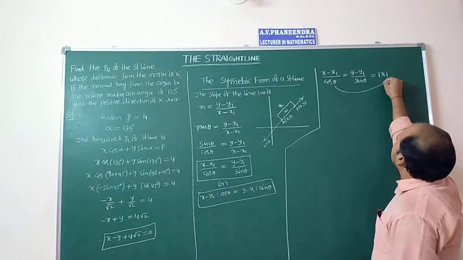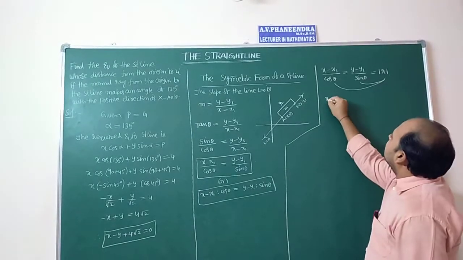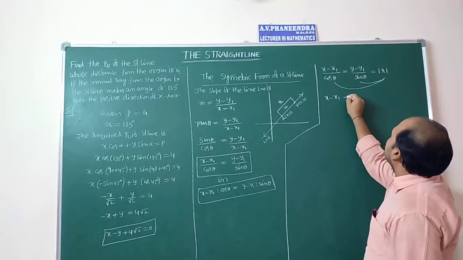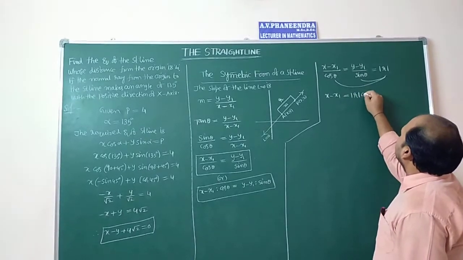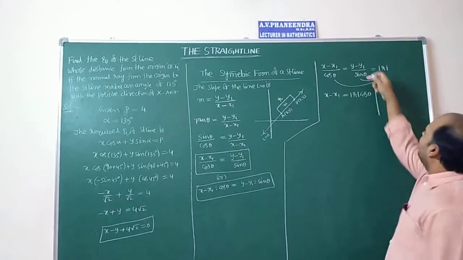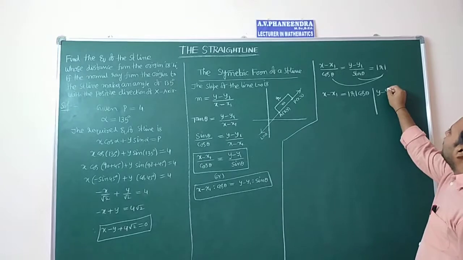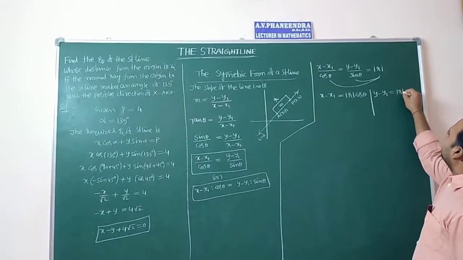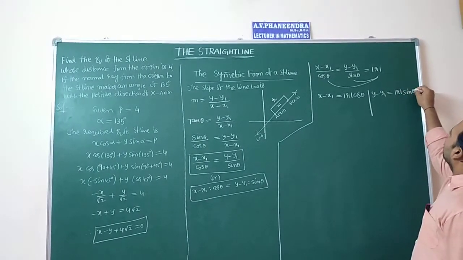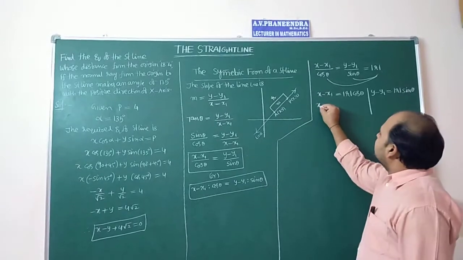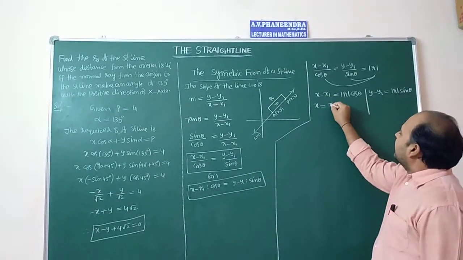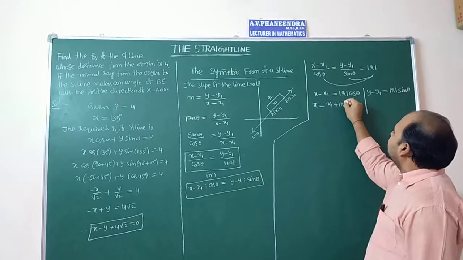By equating these two, x minus x1 is equal to mod R cos theta. And if we equate these two, y minus y1 is equal to mod R sin theta. So x is equal to, taking minus x1 to this side, x1 plus mod R cos theta.